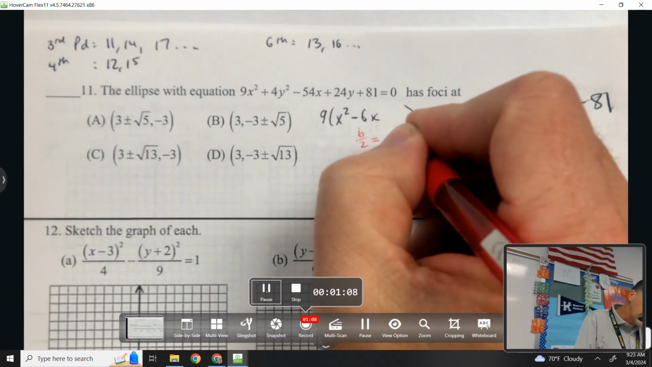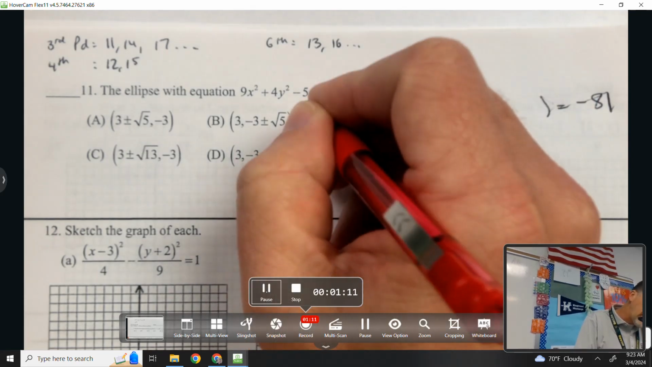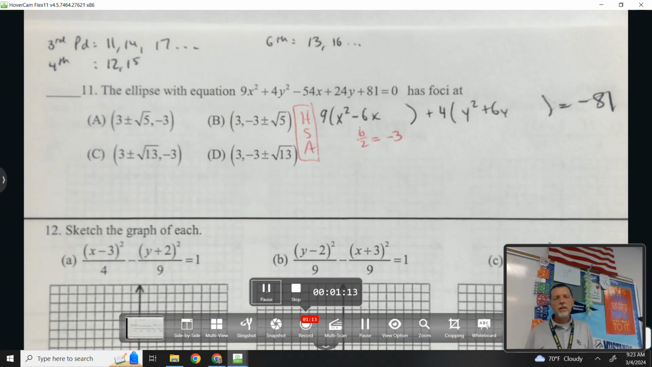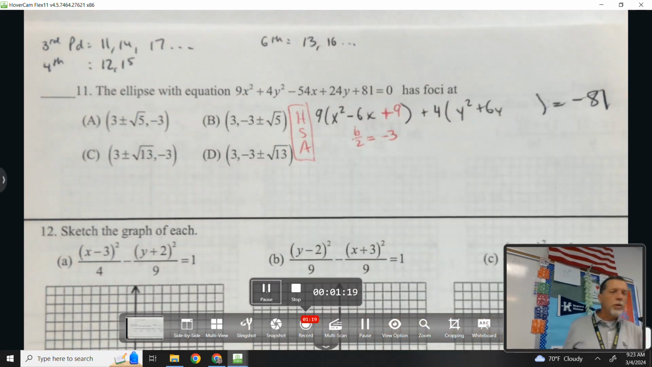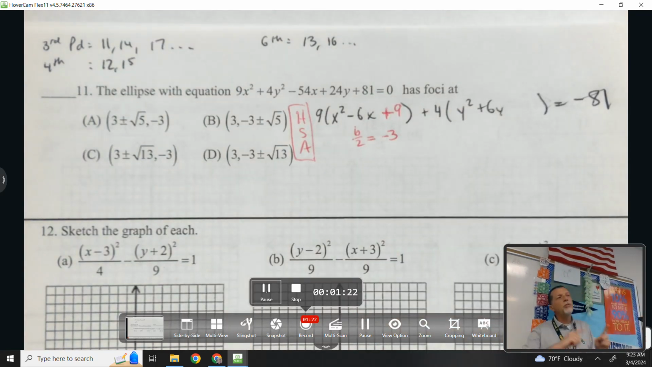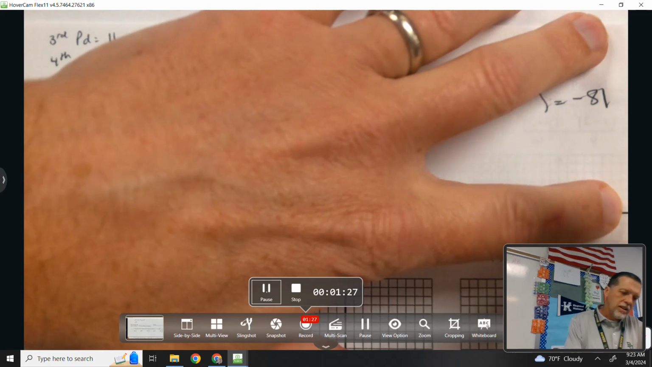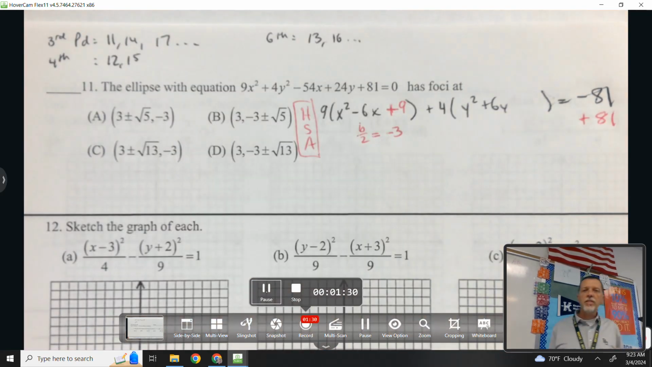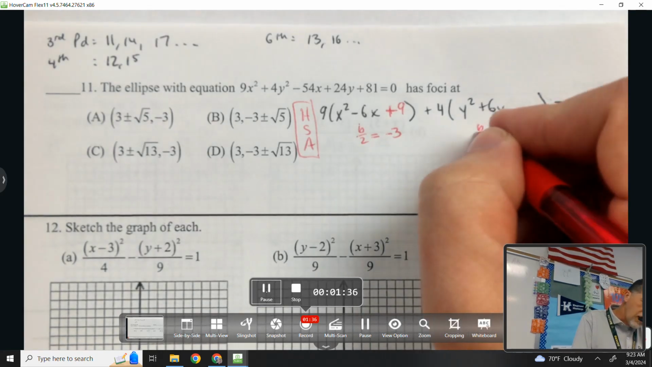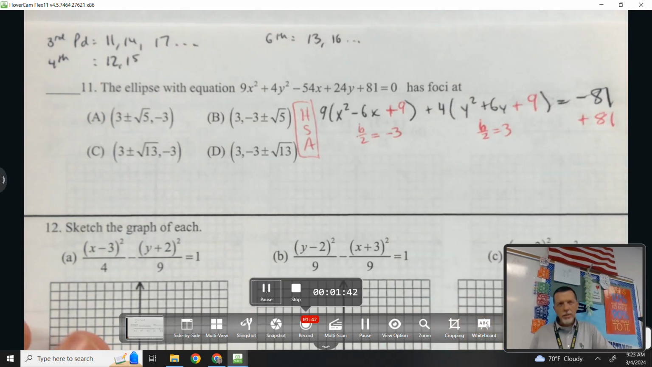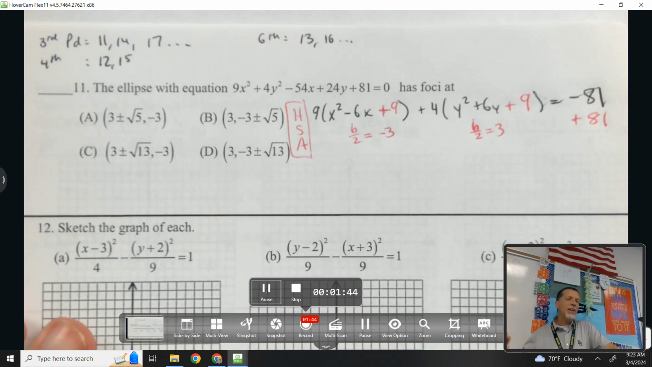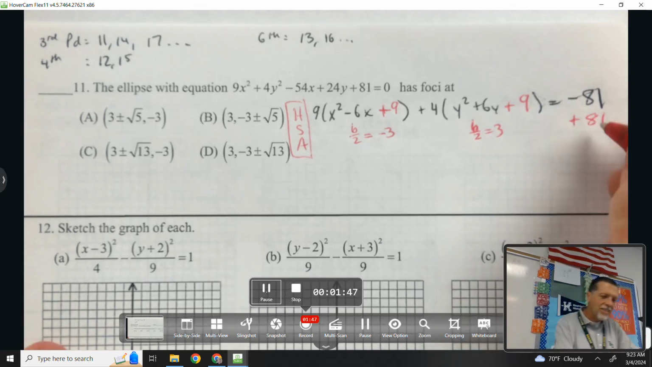Half of b is negative 3. This is half it, square it, add it, the complete the square step. Square that, I get 9, so plus 9 in order to complete the square. Now what do I need to do to the other side to keep the equation in balance? Add 81, which is nice because that cancels that other 81. Half of 6 is 3. I square that, I get 9. To complete the square, what do I need to do to the other side to keep things in balance? Add 36.